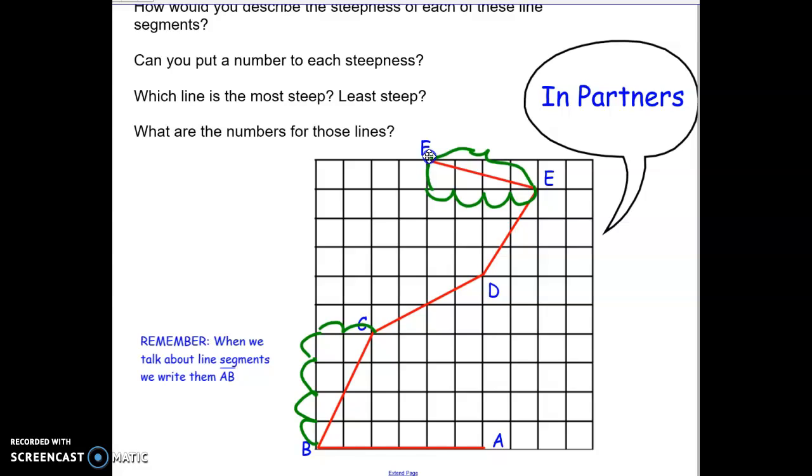But before we keep going, I want you to consider what happens at line BA, down at the bottom. How do we describe that steepness? Take a second and think about it. Actually, it has 0 steepness. It's just a horizontal line, so it goes over a bunch, it doesn't go up any. So it's just 0 steepness, and we'll talk a little bit more about that.